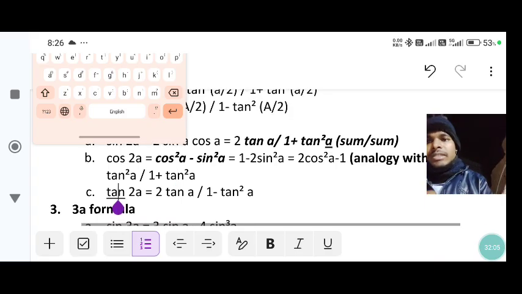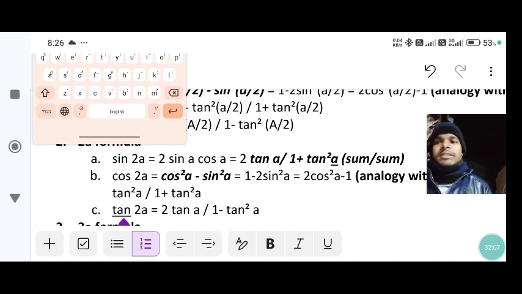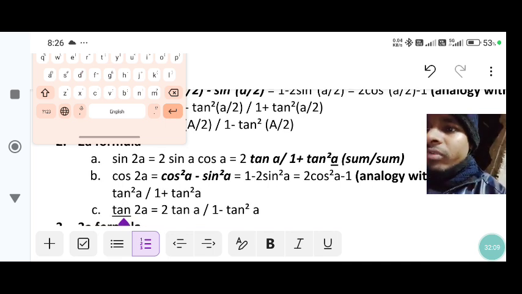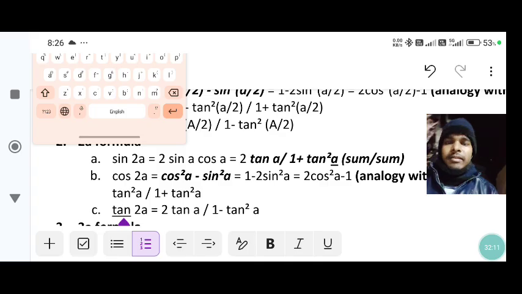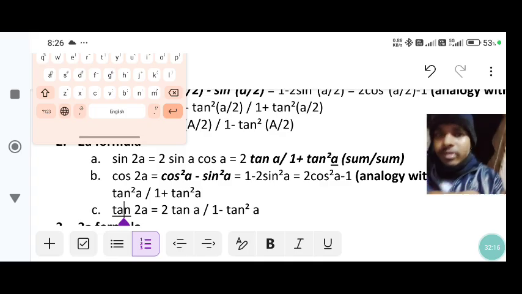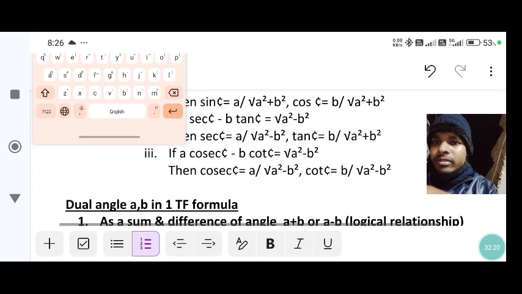And for tan it is the same thing. For sin and cos it is different. For sin it is sum by sum, and for cos it is difference by sum, and the numerator difference is related to the denominator value.